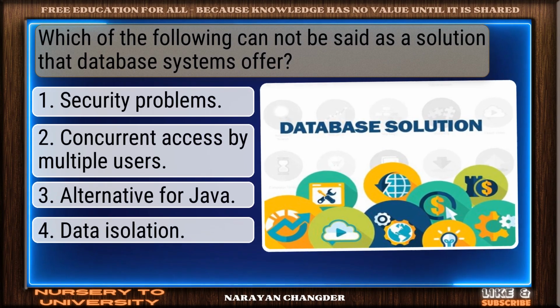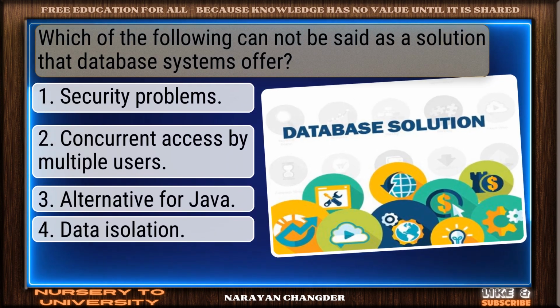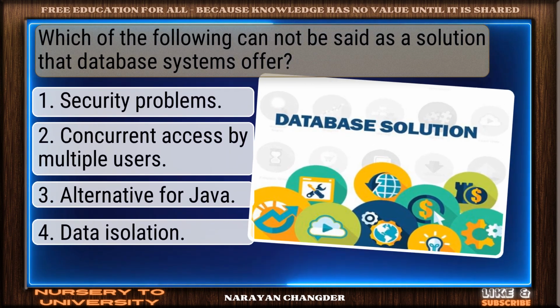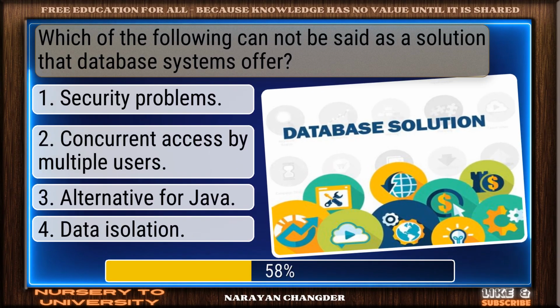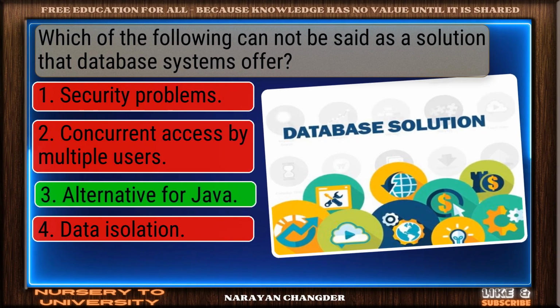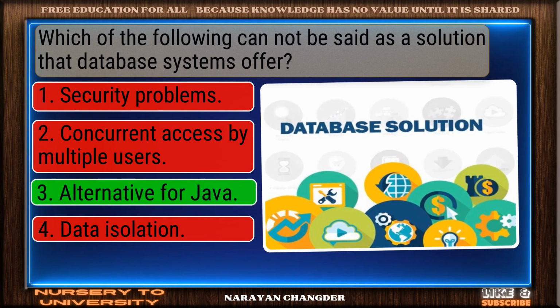Question number 24. Which of the following cannot be said as a solution that database systems offer? Right choice. Alternative for Java is the best answer.